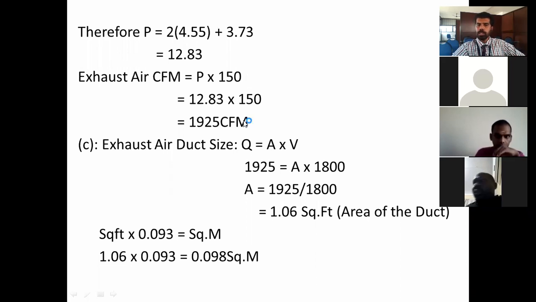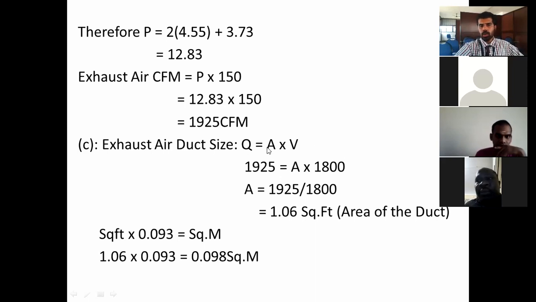1925 cubic feet per minute is being discharged through the kitchen hood, and that is going through the duct. Okay. So next, the third step is the exhaust air duct size. This exhaust air has been taken through the duct, right? So we have to size the duct.